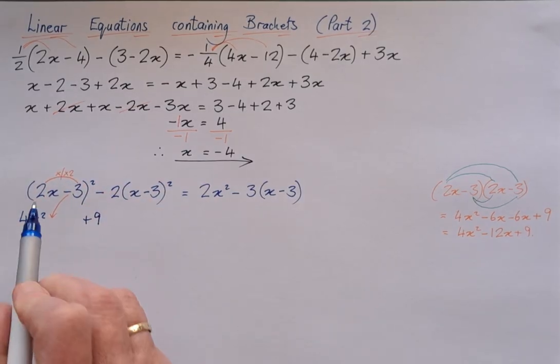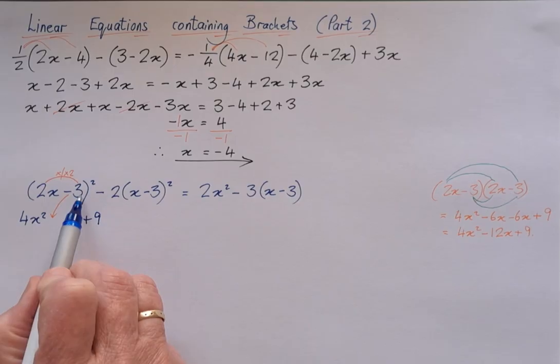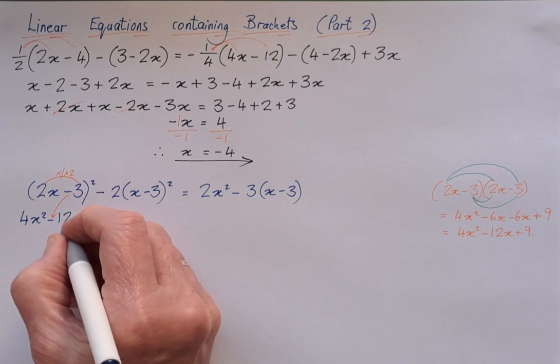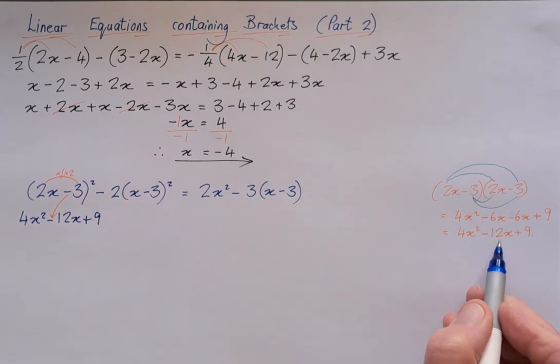So let's try that out. 2x times negative 3 is negative 6x. Double it, or times it by 2, is negative 12x. And that's exactly what we got over there.